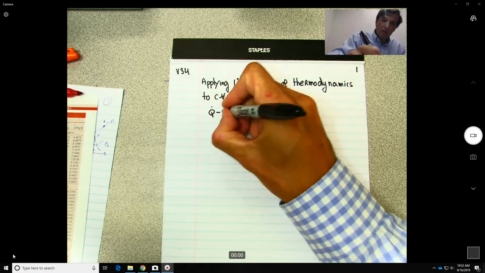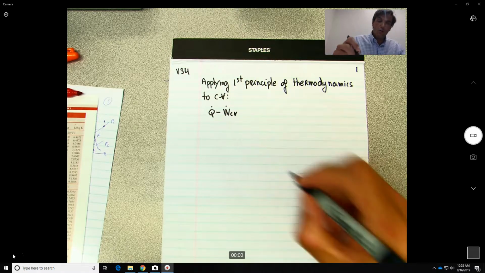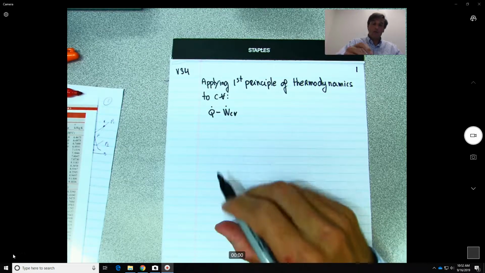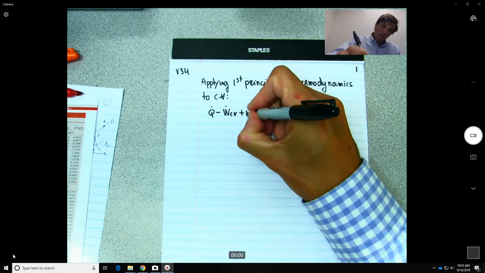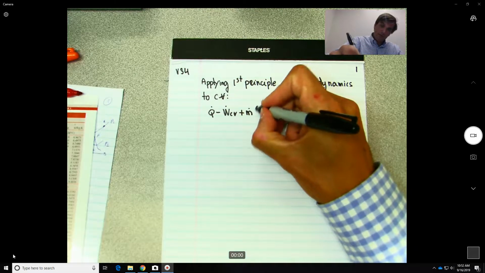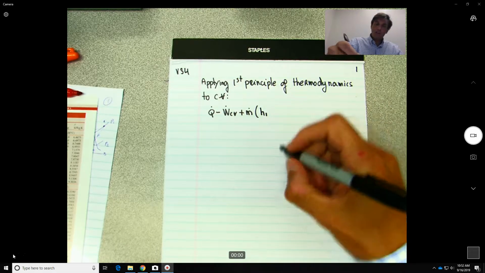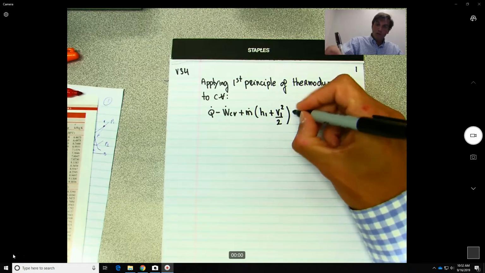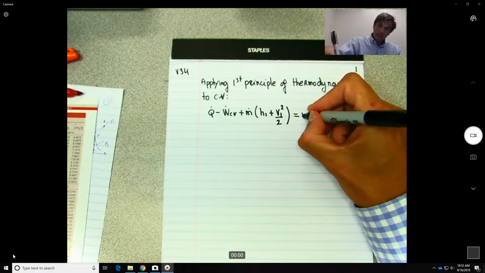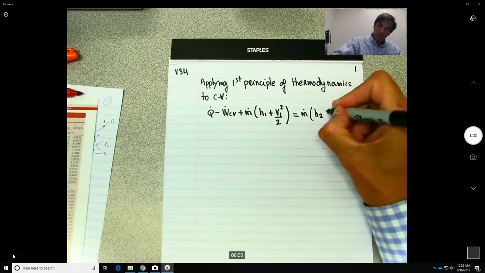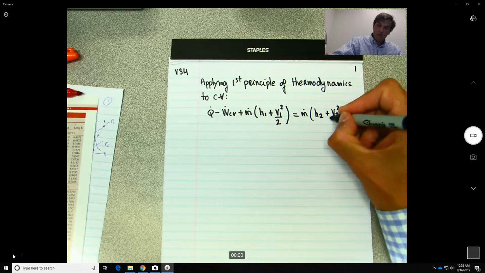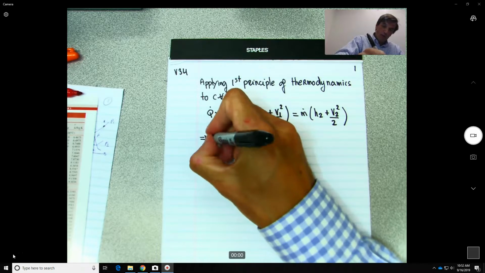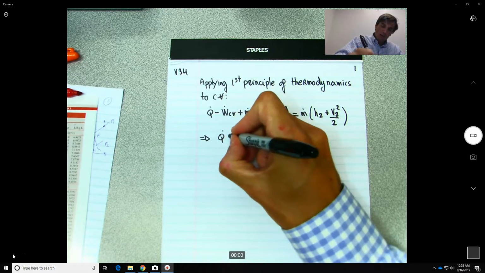Heat transfer minus the work done by the control volume plus whatever mass is going in. So m dot (h1, we can neglect the potential energy, plus V1 squared over 2) will be equal to what is leaving, m dot (h2 plus V2 squared over 2). And the question over here is to solve for Q dot.